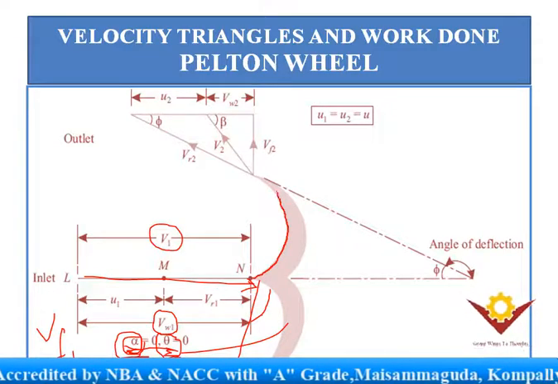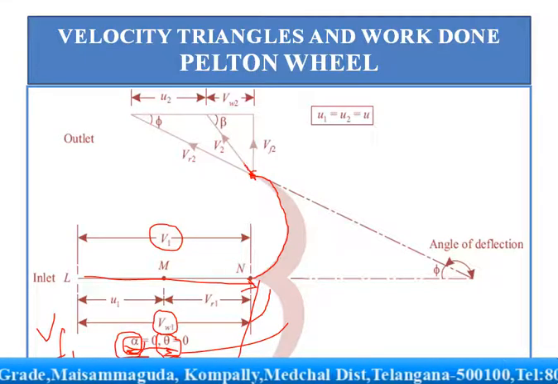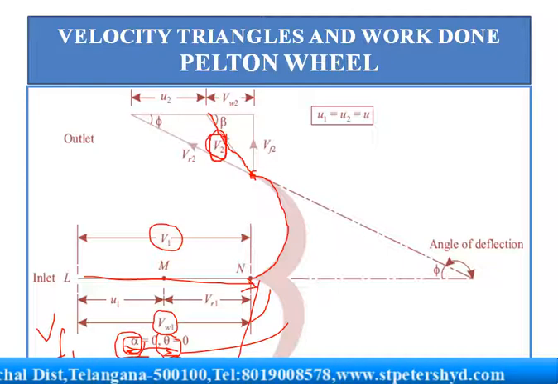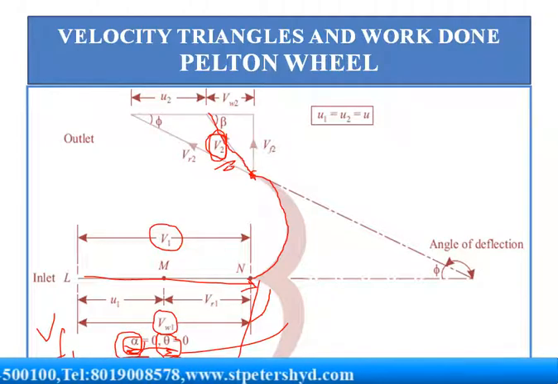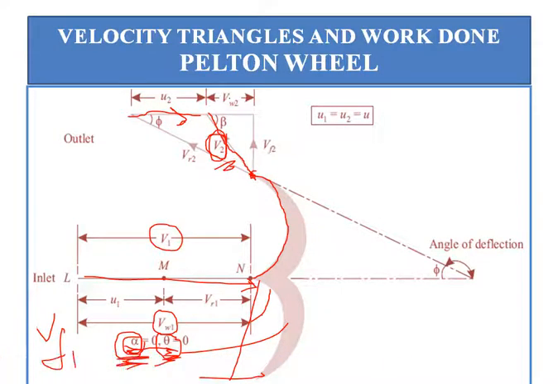After striking this, the jet comes out from the tip of your blade, and first here what you're going to get is V2, the absolute velocity of your jet at outlet. Next, the blade will move in this particular direction. After striking, it will move in this direction, and because of these two outlet velocities, the absolute velocity and the blade velocity, it forms a relative velocity, which is Vr2. It is the relative velocity at outlet.